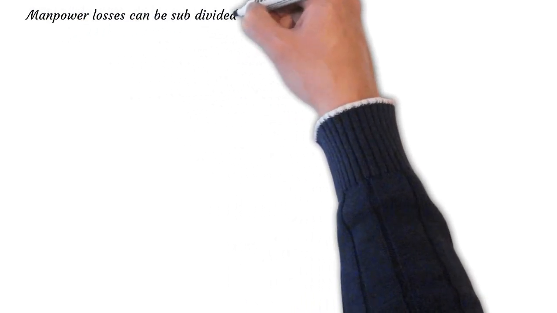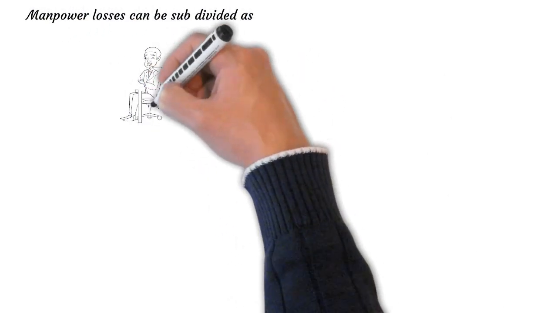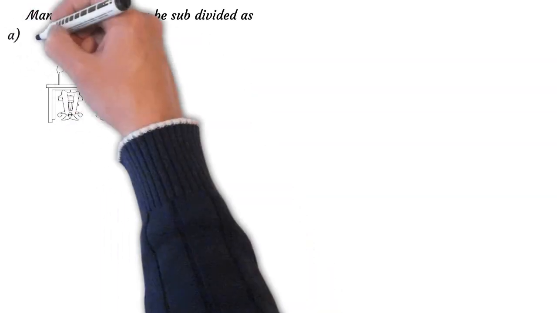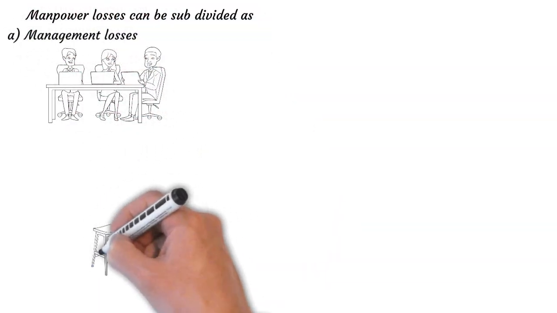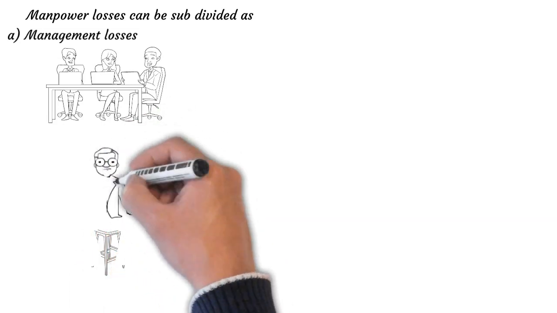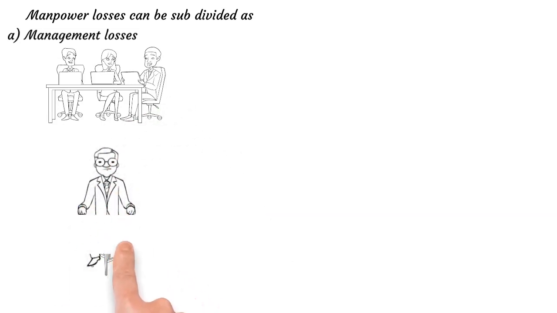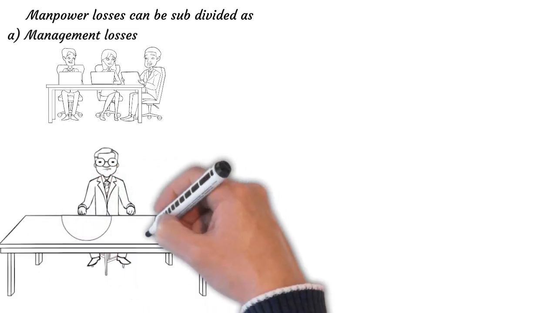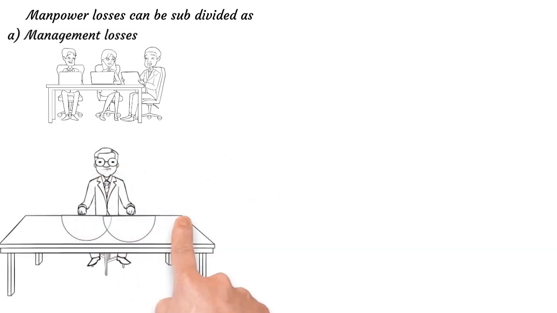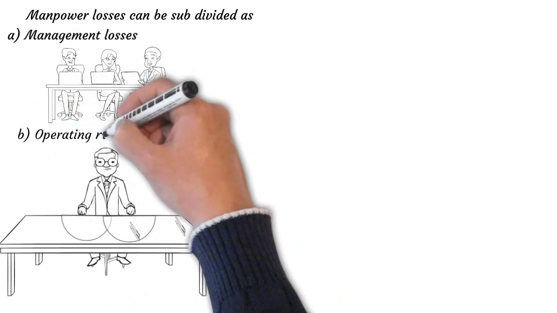Manpower losses can be subdivided as management losses, losses such as non-availability of tools, spares on time. Operating motion losses. While carrying out production activities, unnecessary motion, for example, while assembly process, operator has to get up every now and then to take the part for assembly purpose, which can be avoided.